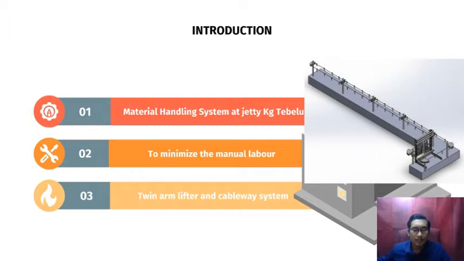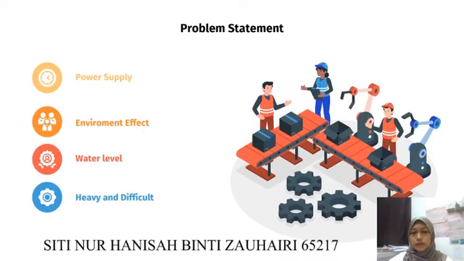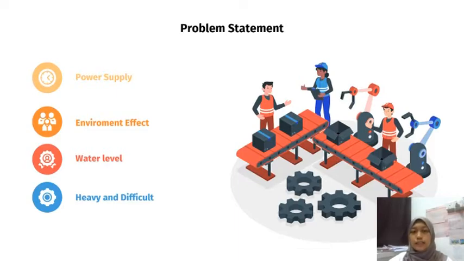to the processing center. We implement the cableway system with semi-automated operation. Our first problem is that the power supply is far away from the jetty, at the processing center. The second is environmental effects, which are the wind effect and also corrosion and so on. And the third one is water level: the boat and the jetty have different water levels, so it is heavy and difficult for us to load and unload from the boat to the jetty and also to the processing center.